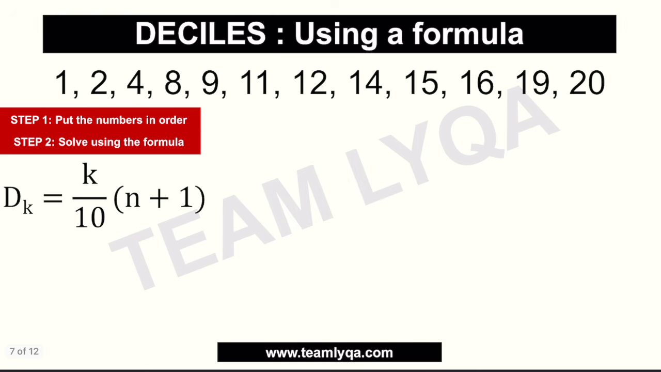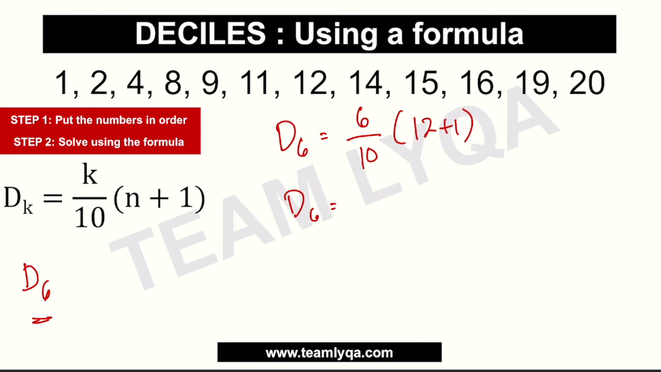Lipat tayo sa deciles. Okay? Sa deciles, ganun din yung formula, maliban sa 10 na siya. Okay? So, i-divide na natin siya kasi into 10 parts. Now, kung ang hinahanap natin is the 6th decile, which I mentioned kanina doon sa beginning ng video, all we have to do is to substitute yung mga information. D sub 6 is equal to 6 over 10 times n, which is still 12 plus 1. Okay? So, this will give us 6 times 13 over 10.